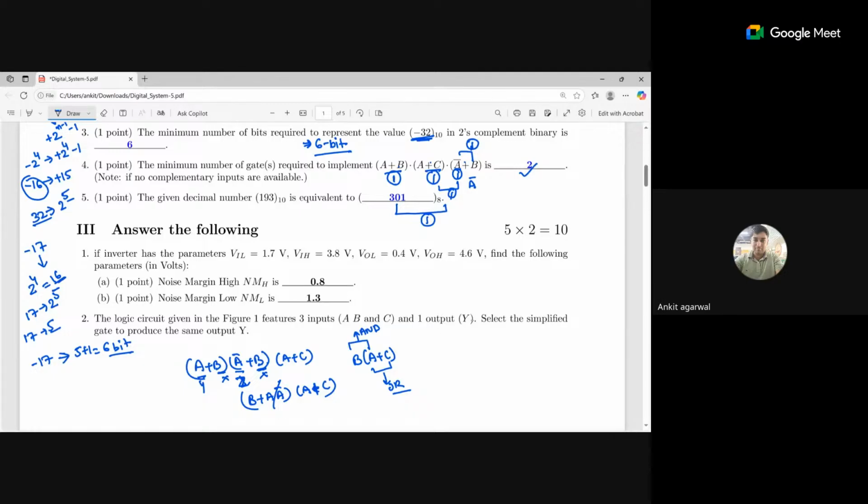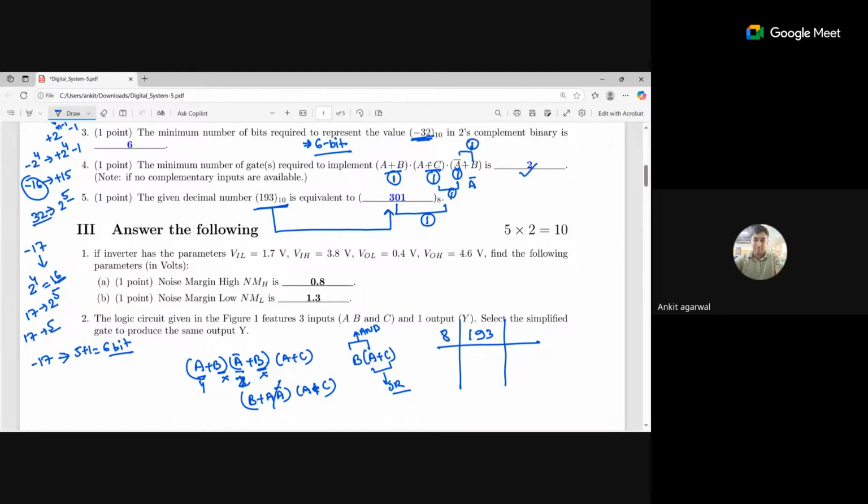Question number 5, 193 into octal. If we want to convert any decimal number into some other number like binary, octal, hexadecimal, what should we do? We have to divide it by the base. If we want to convert it to binary, divide by 2. If we want to convert into octal, divide by 8. If we want to convert it to hexadecimal, divide by 16.